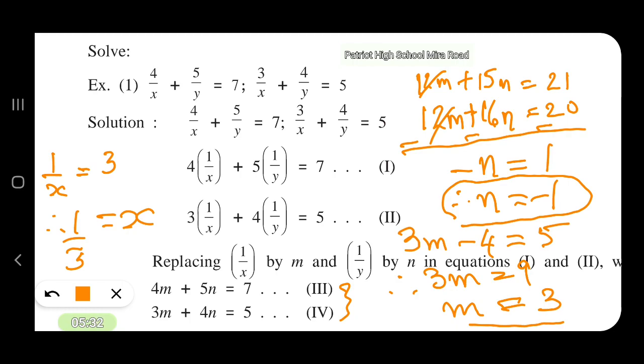And what about y? 1 upon y is equal to n. Therefore, y is equal to 1 upon n, or 1 upon minus 1, which will be again minus 1. Y is equal to minus 1.